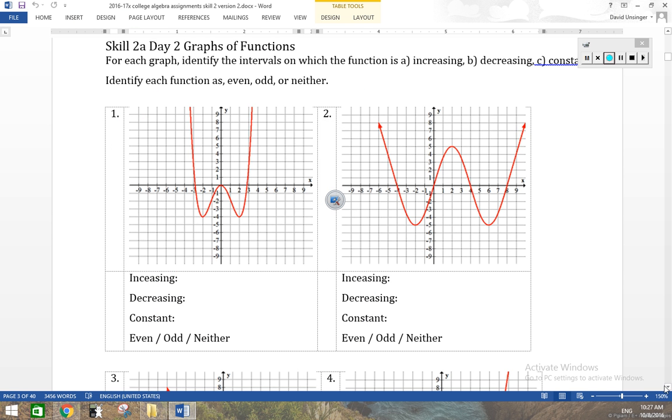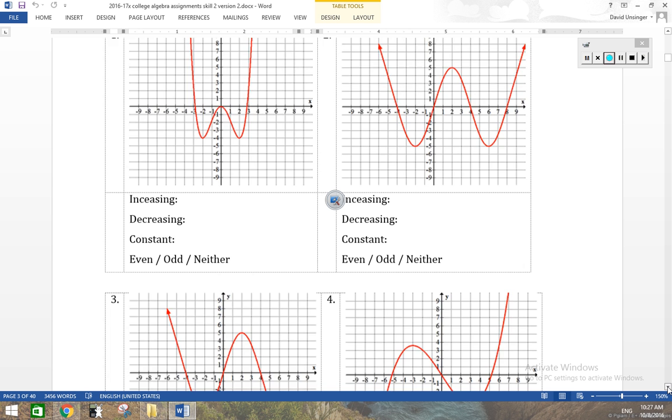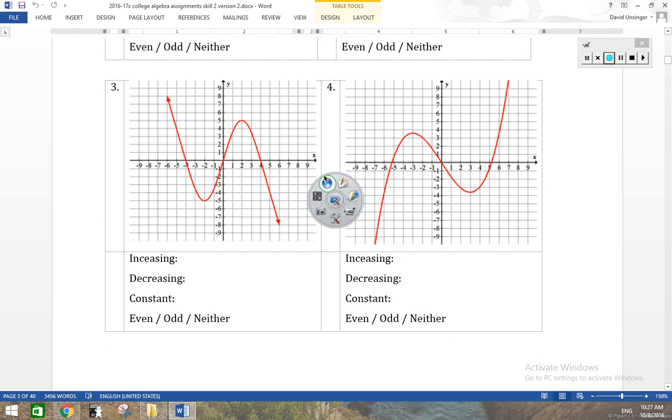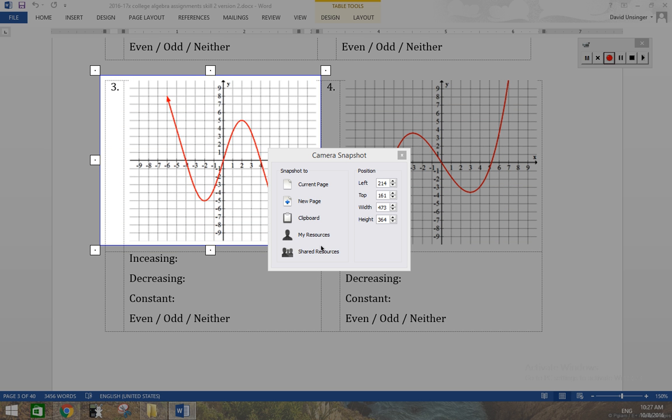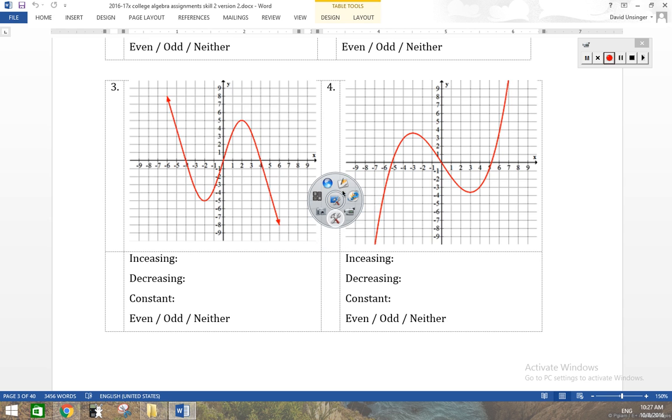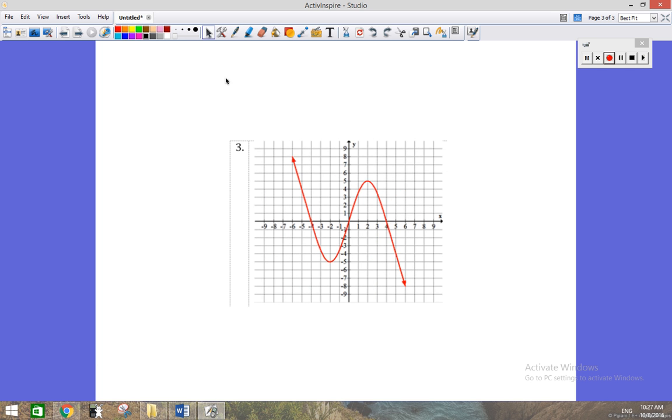Let's go down and do problems 3 and 4 and try not to make any mistakes and to try to answer all the questions. Read the directions. That's what they always used to tell me. Alright.